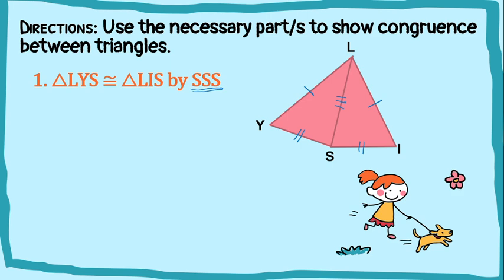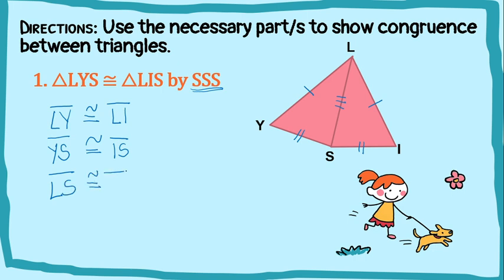So, first one is we have side LY is congruent to side LI. Again, importante yung ating order of vertices. Next is we have side YS is congruent to side. So, sa YS ka nagsimula, sa Y, dun sa kabilang dulo. So, you're going to start with IS. So, IS. And the last congruent side, we have LS is congruent to LS. So, that's it.